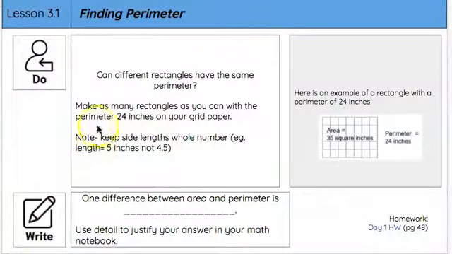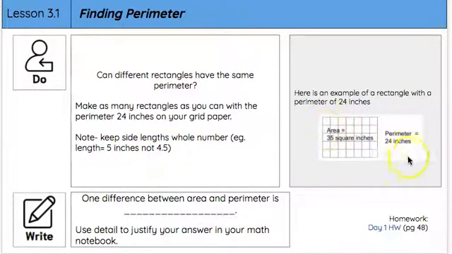Here's what I'd like you to do today. Can different rectangles have the same perimeter? Make as many rectangles as you can with a perimeter of 24 inches on your grid paper. Also, keep side lengths a whole number. For example, use 5 inches and not 4.5.